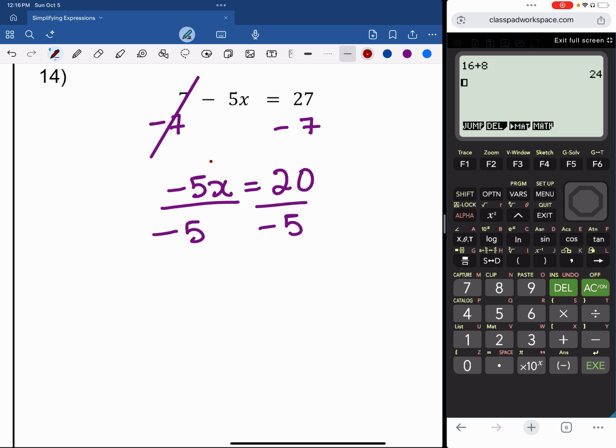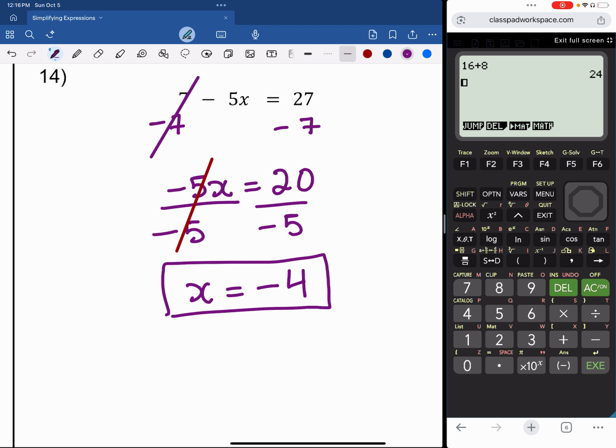Negative 5 divided by negative 5 is just going to be 1. So I'll be left with x is equal to 20 divided by negative 5, which is going to be negative 4. If you're unsure about dividing with negative signs, always double check using the calculator. So if we entered in 20 divided by negative 5, you'd see here that we get negative 4.